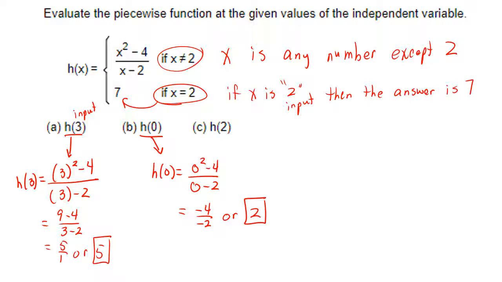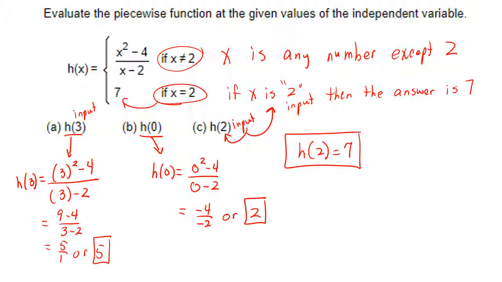Last but not least, I have an input that is a 2. Now remember, this was a little strange, but when the input or the x is 2, the answer is supposed to be 7. That's just how this problem defines it. So I would say that h of 2 is equal to 7, and there's nothing to work out because only 7 was given out beside that parameter.